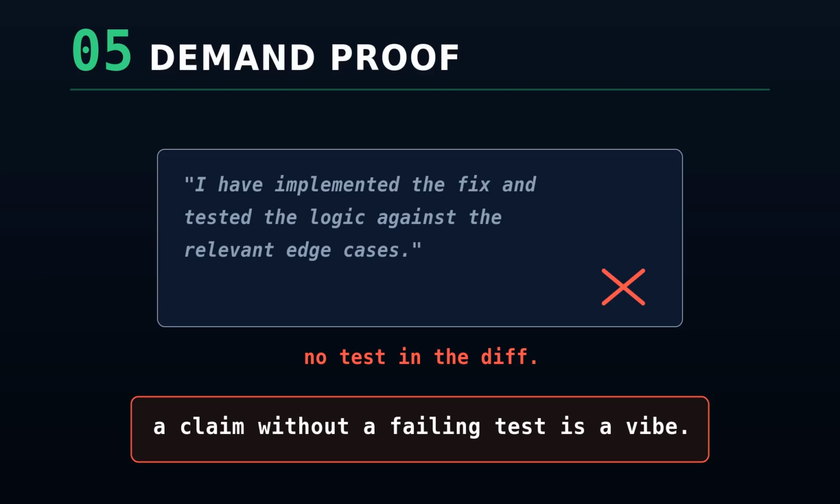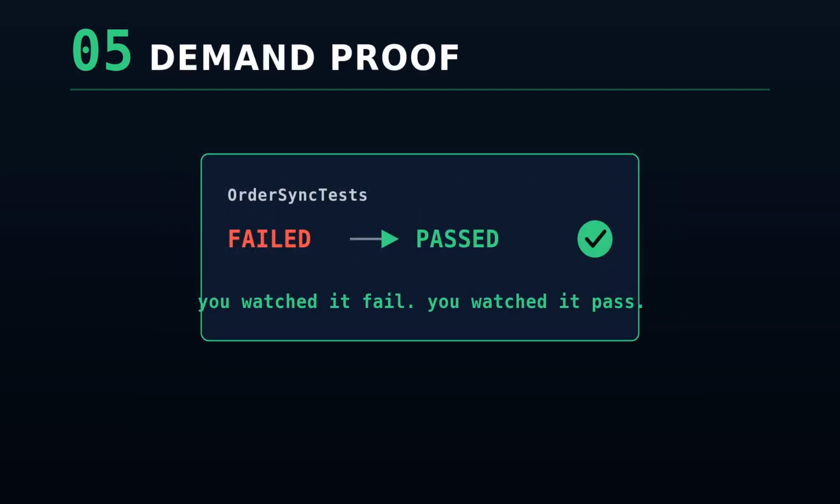Green version. The test exists in the diff. You watched it fail. You watched it pass. If your project runs tests with 1 command, this check costs 10 seconds. If it doesn't, building that command is worth more than this whole checklist.